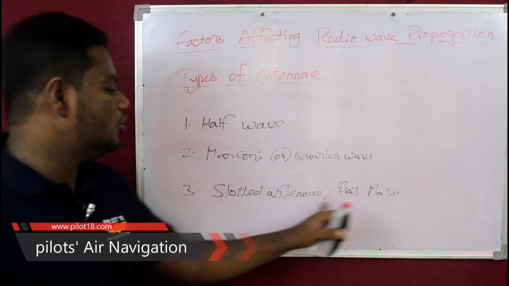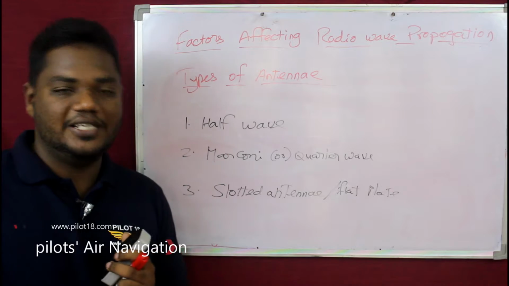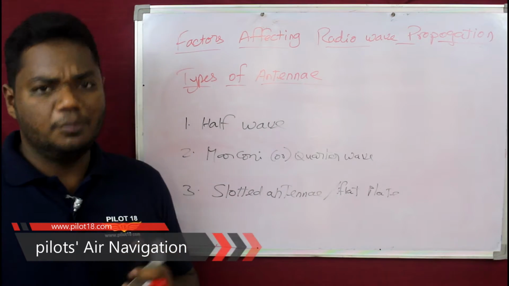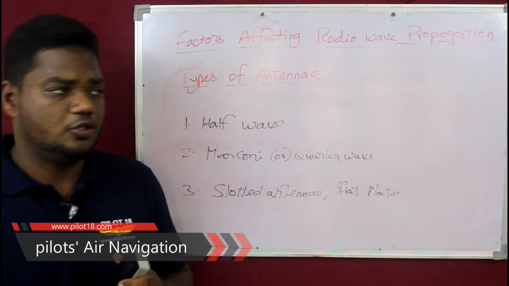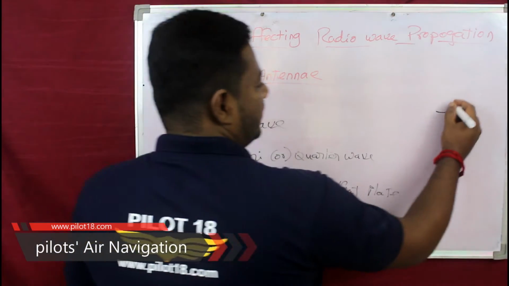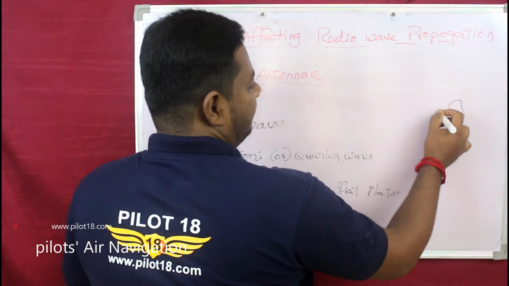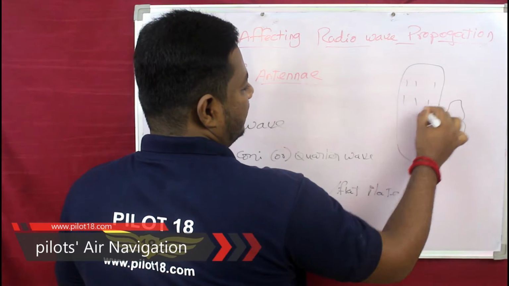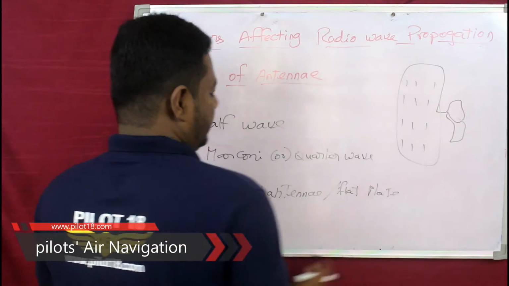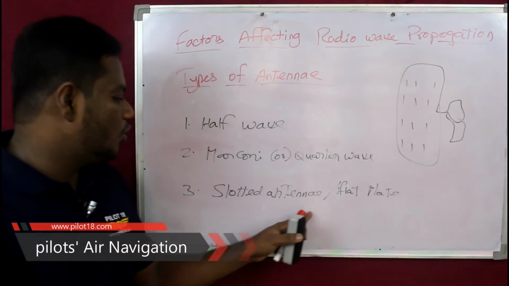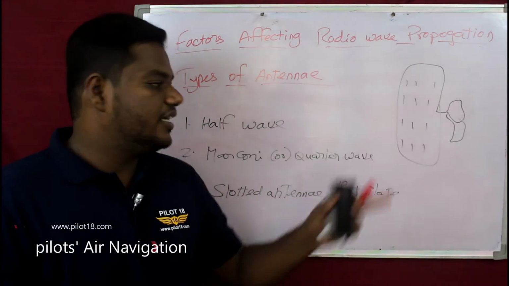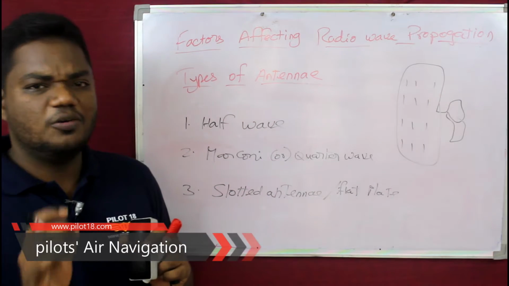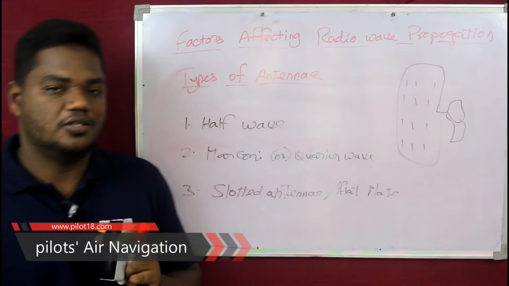And the third is the slotted antenna or flat plate antenna. This type of antenna is used for our airborne weather radar, which we will discuss later in the topic. That antenna looks like a flat plate in front of the antenna, and it has small slots in it. So that's why they call it either a slotted antenna or a flat plate antenna. These kinds of antennas are more advanced, so they send the signal only in a particular direction, okay?